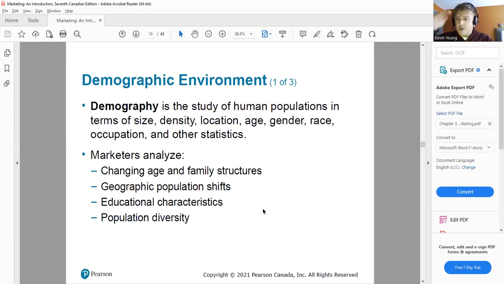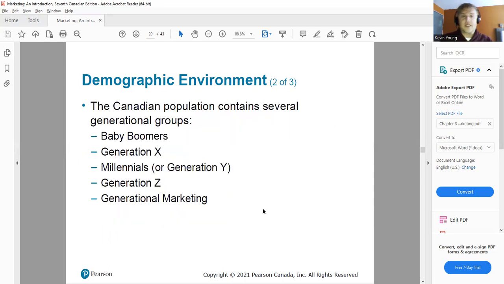How many, do you have grade 12? Do you have a university degree? Do you have a master's? Do you have a PhD? And population diversity as well.